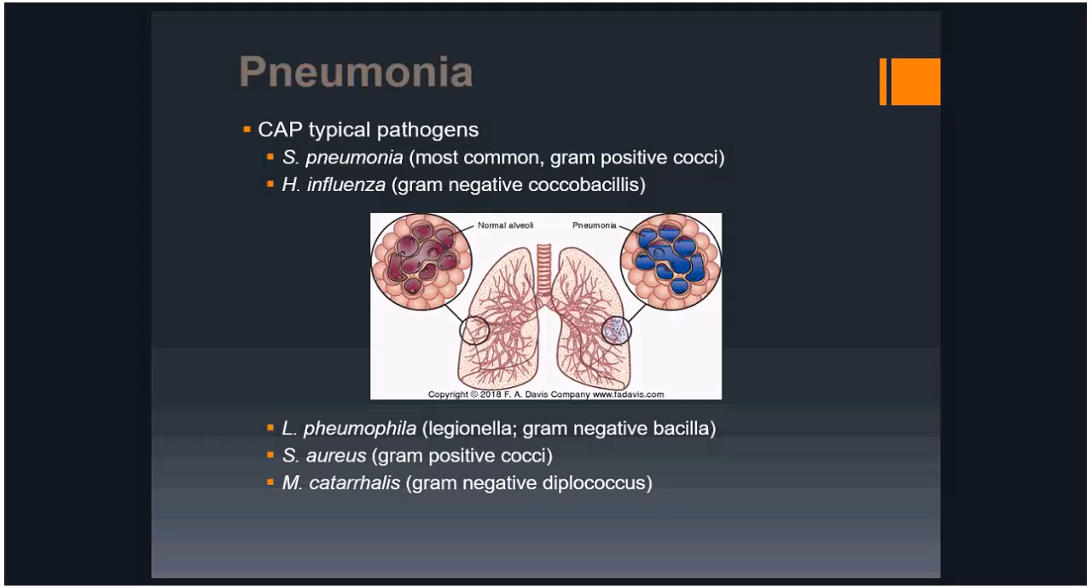Typical pathogens are listed here. It's important that you recognize the most common, which is S. pneumoniae, which needs an N and E at the end of it. That is a gram-positive cocci. You also have H. influenza, which is a gram-negative coccobacillus. You also have the other typical pathogens that are listed, along with what you would expect to see on gram stain.